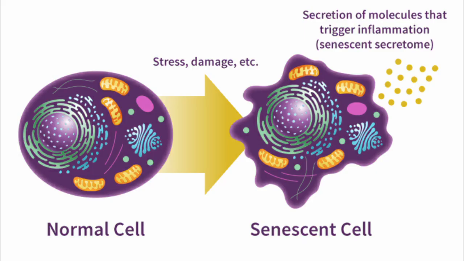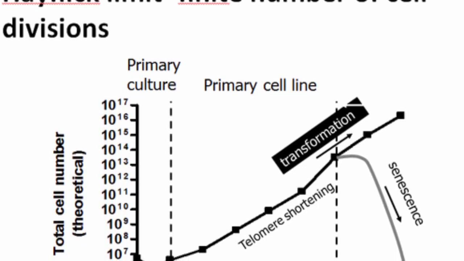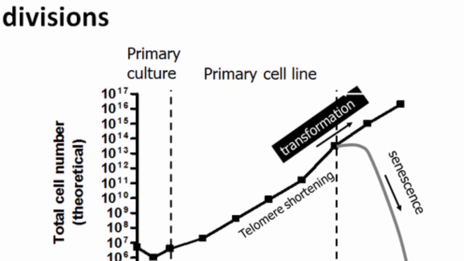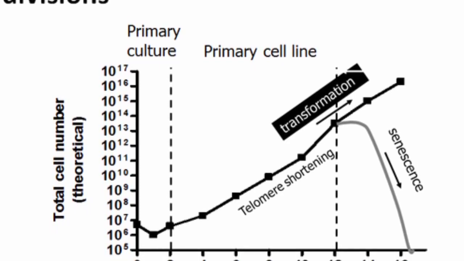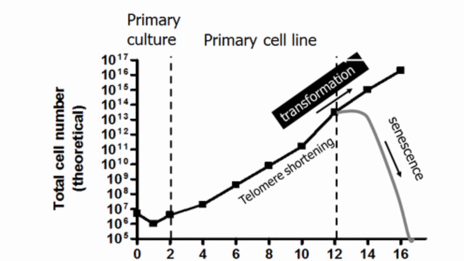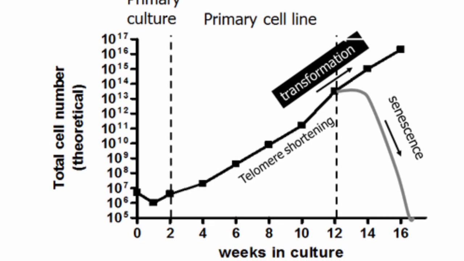Cellular senescence refers to a state in which cells lose their ability to divide and proliferate. One of the primary drivers of cellular senescence is the Hayflick limit, which is the maximum number of times a normal somatic cell will divide. Once this limit is reached, cells enter a state of replicative senescence and can no longer divide.